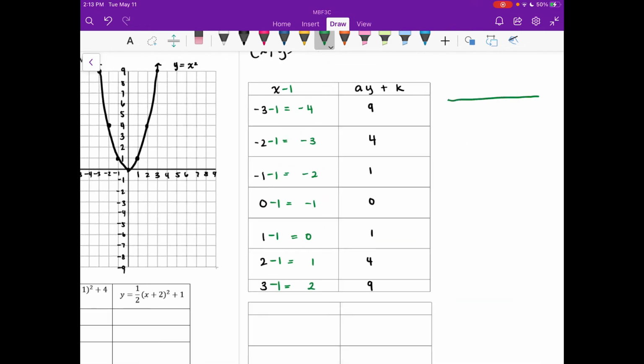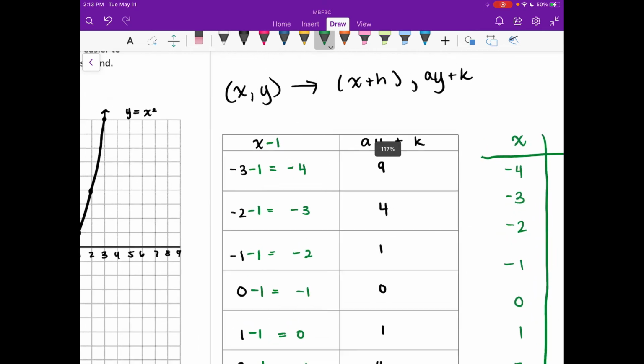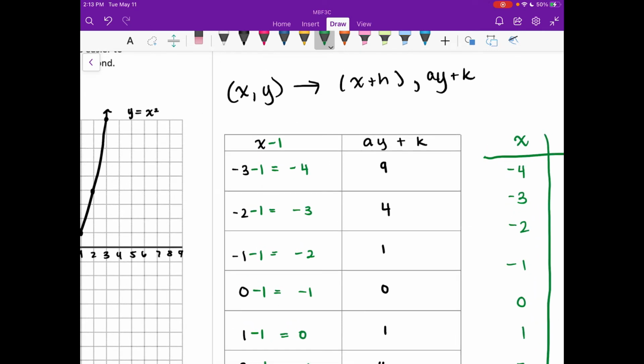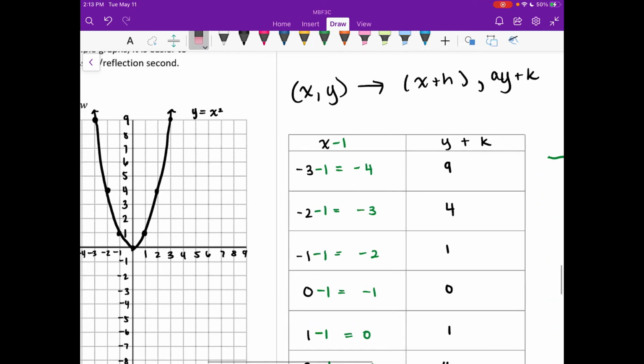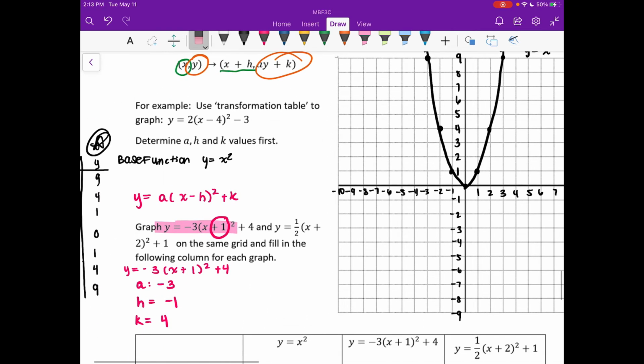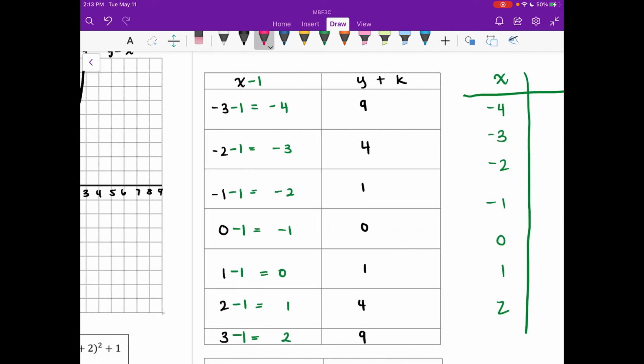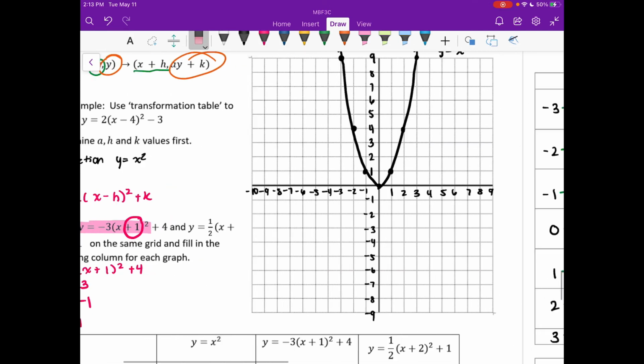So I like to just draw out a second table for myself so that I know drawing is easier, but you don't have to do that. -3, -2, -1, 0, 1, 2. Those are going to be my new x values. Let's find our new y values. I'm going to replace the a with the a that I have here, which is -3. And the k that I had here, which was 4.